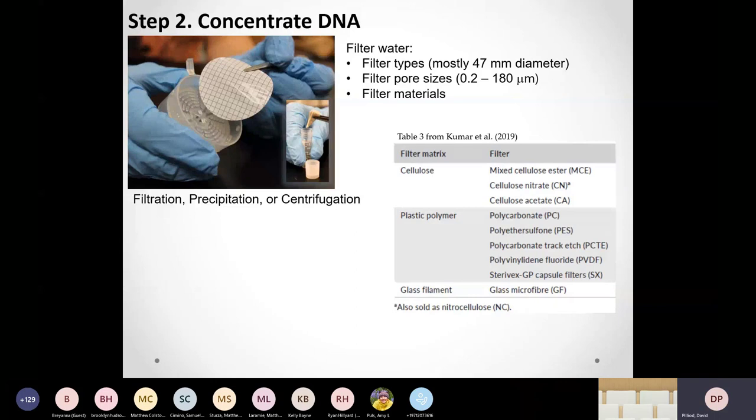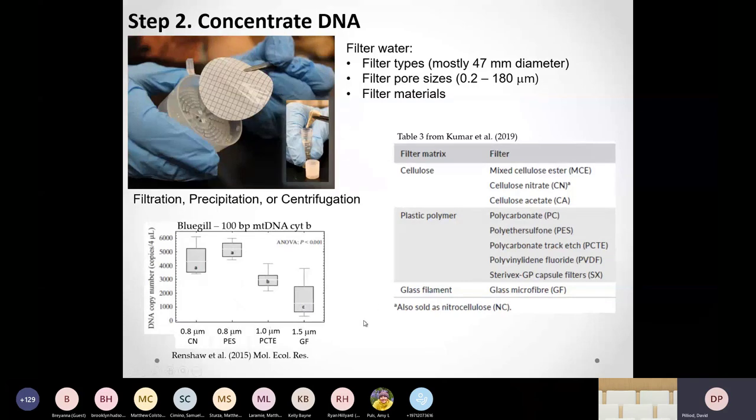Filter materials were reviewed recently by Kumar, and I just grabbed this table because I liked it. So this shows the filter matrix, whether it's cellulose, plastic polymer, or glass filament, and then the filter type. And you can see that there's a variety of filter types. All of those come in 47 millimeter. They come in different pore sizes, but usually they have restrictions on the range of pore sizes.